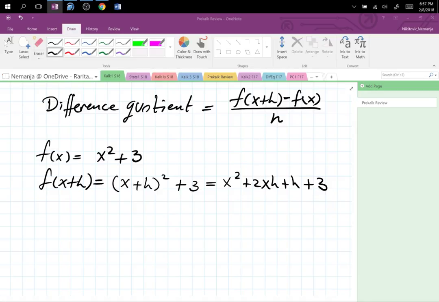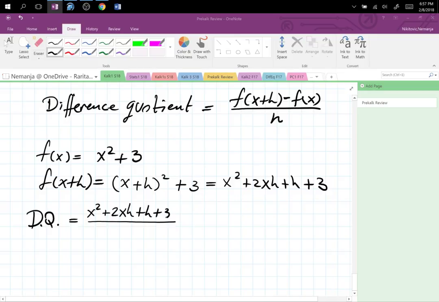So what's the difference quotient equal to? DQ stands for difference quotient, not Dairy Queen. They stole it and no one sued them, right? x squared plus 2xh plus h squared plus 3 minus x squared plus 3, which is f of x in parentheses, divided by h. Great. Get rid of the parentheses.